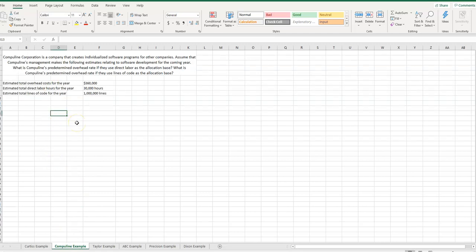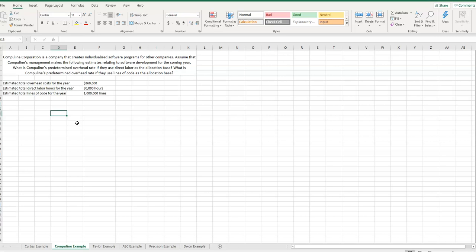The second example that we're going to look at is talking about different overhead allocation bases. So when we're allocating overhead, companies get to decide how they're going to allocate overhead. Now they should think about their processes, and they should choose the process that makes the most sense for their organization. So this company creates software programs, and they've looked at two different possibilities for allocating overhead. They can either use direct labor hours for the year or total estimated lines of code for the year. So what they want to know is, what is their predetermined overhead rate for the year under each base?